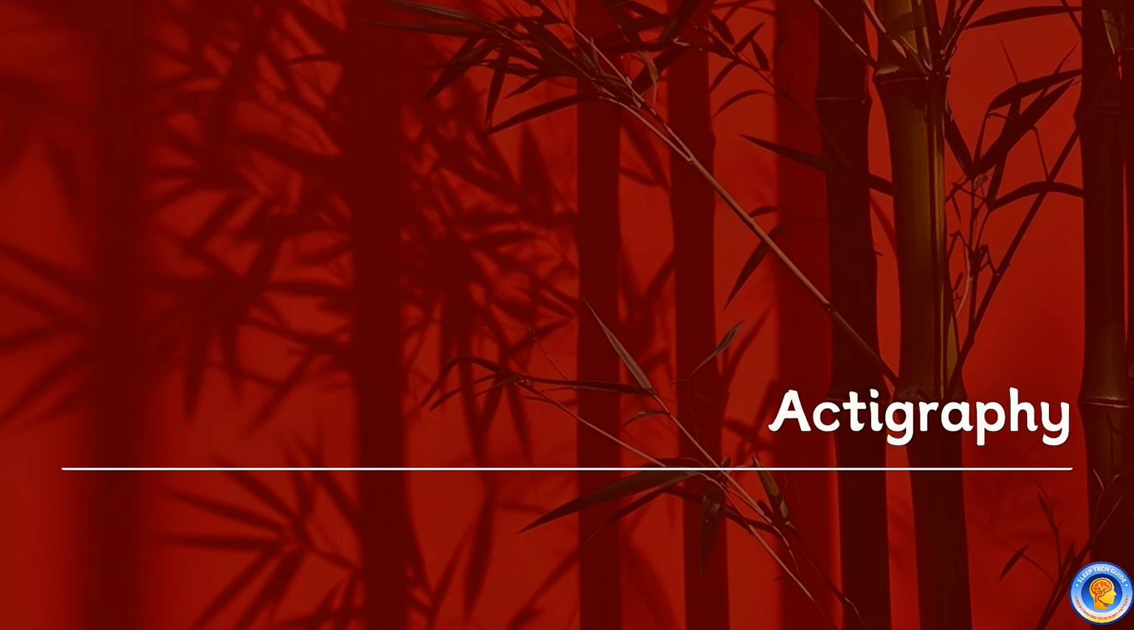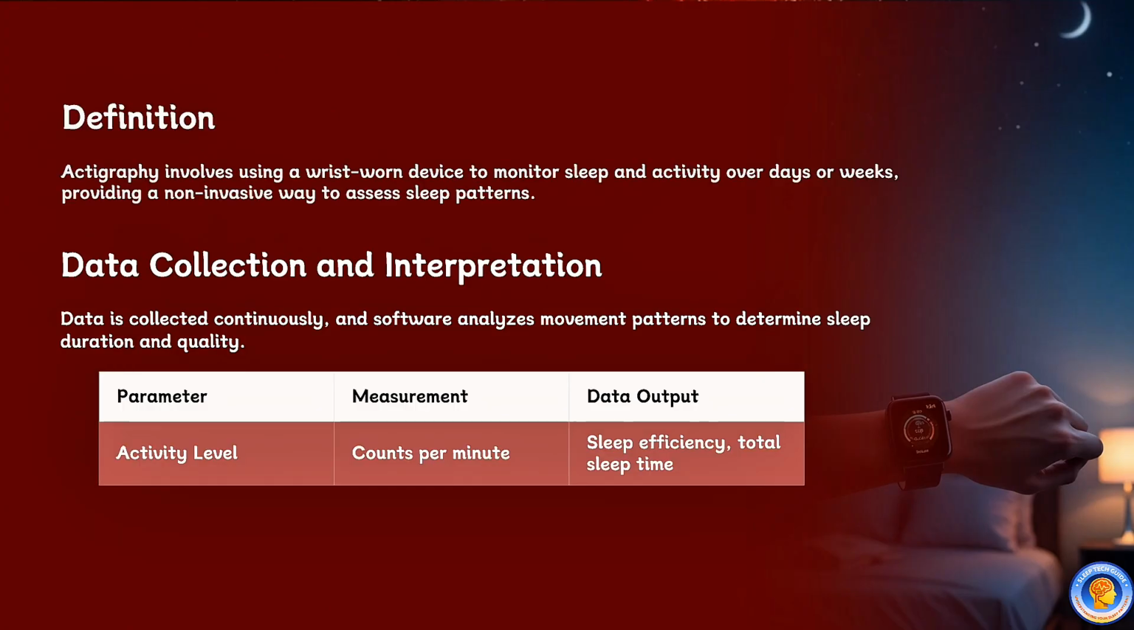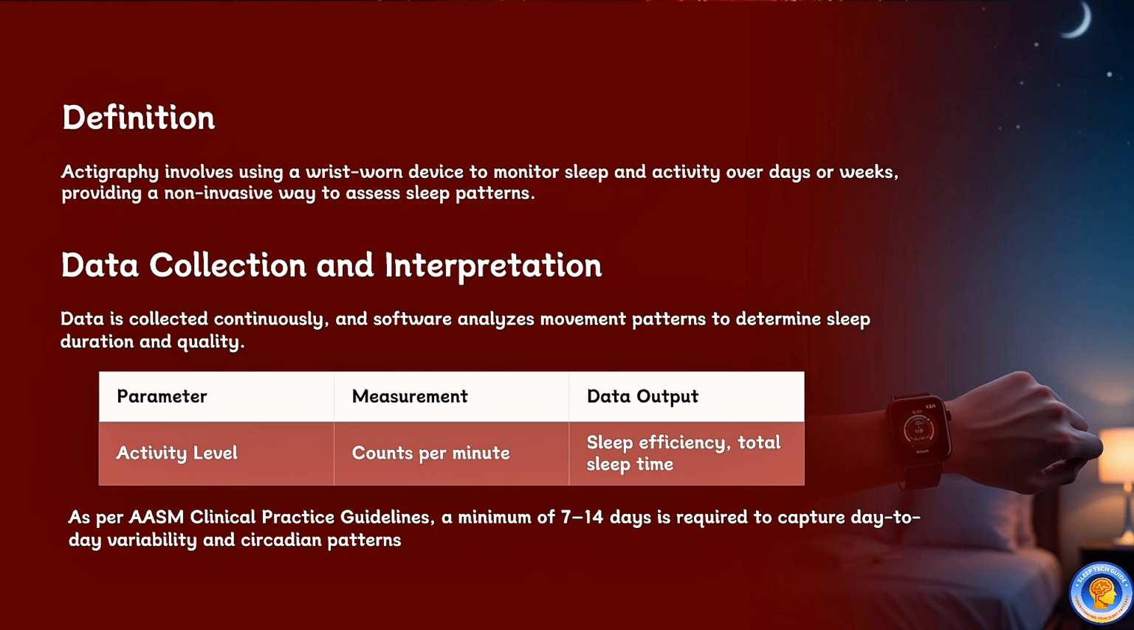Now think modern technology, a watch-like device that records sleep for days to weeks. This is actigraphy, simple, non-invasive, and very practical. It continuously records body movement, and software converts that into sleep duration and quality. So we use the parameter activity level. We measure the counts per minute, and the data which we achieve are the sleep efficiency and the total sleep time. Guidelines recommend 7 to 14 days of monitoring to capture real life sleep patterns.